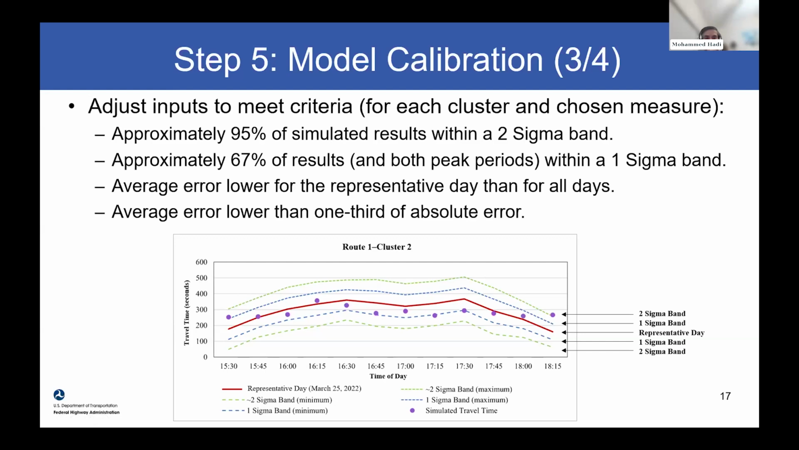There are two other criteria that Volume 3 presents equations for. One of them ensures that the error is lower for the representative day than for all the days, and the other one, the fourth one, ensures that we are not consistently underestimating or consistently overestimating the performance on all periods in the peak compared to the representative day. Next slide.